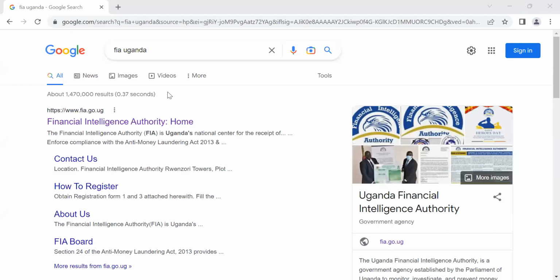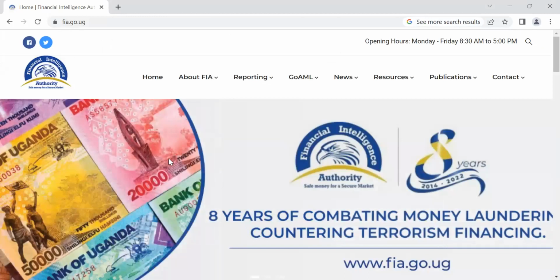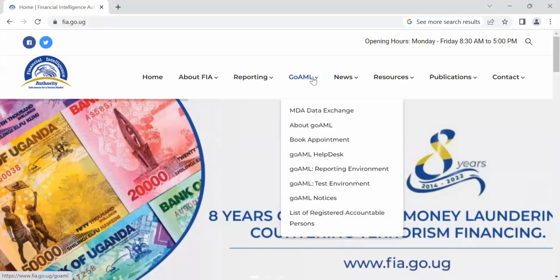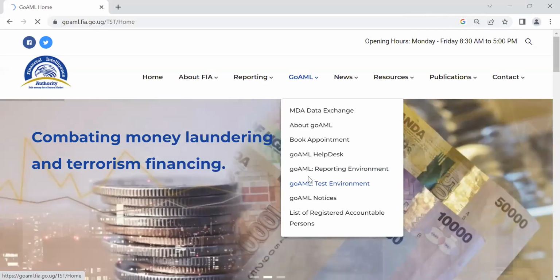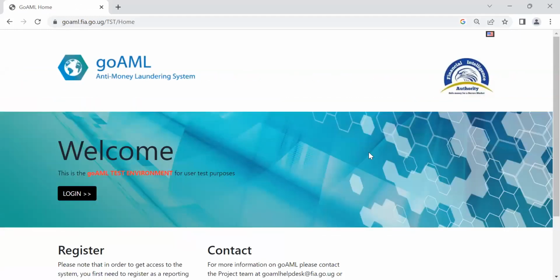That's resolved now, so we can proceed. After you've clicked on FI Uganda, you can come to our website. Under the menu item goAML, you come to goAML test environment. Don't go to reporting because we are going to do training. You come to test environment and you should have a page like this. Let's move now because the majority are there. Kindly mute your microphones so that we have a smooth session.